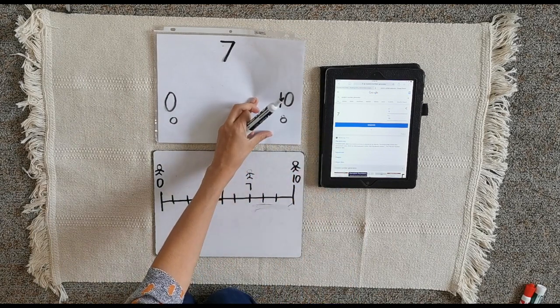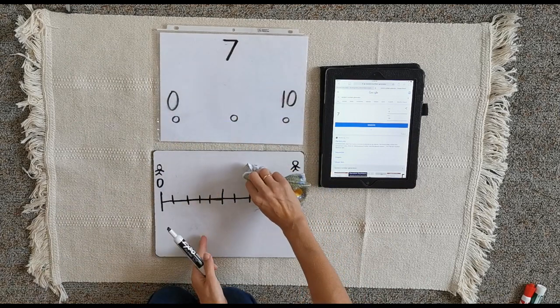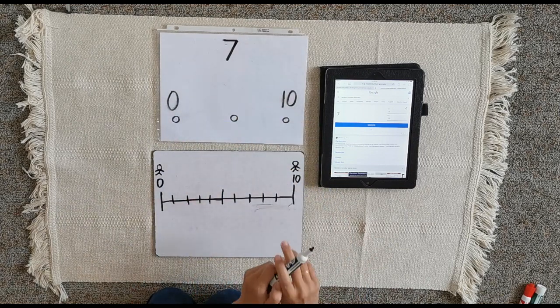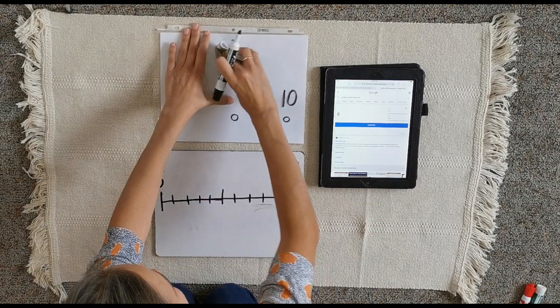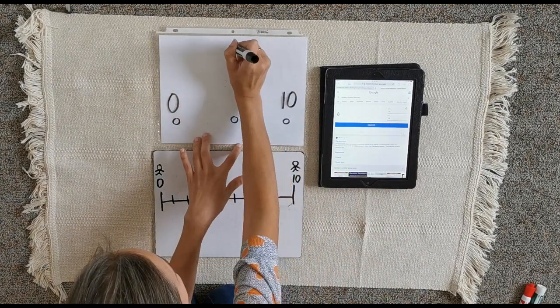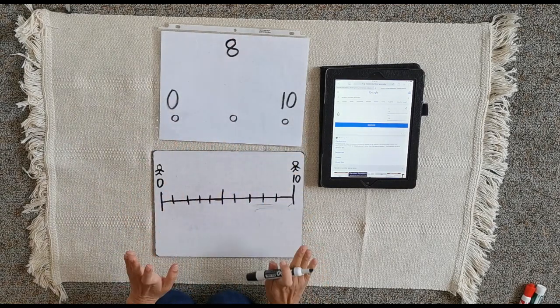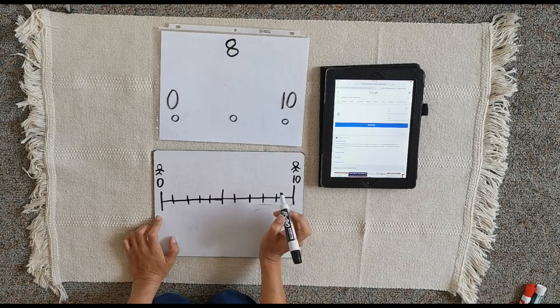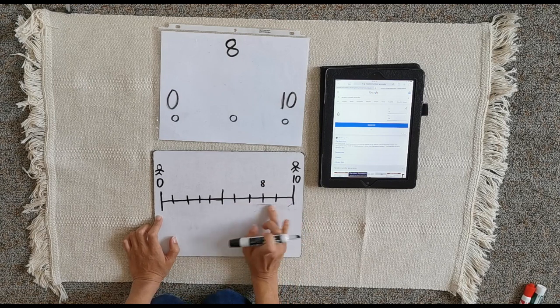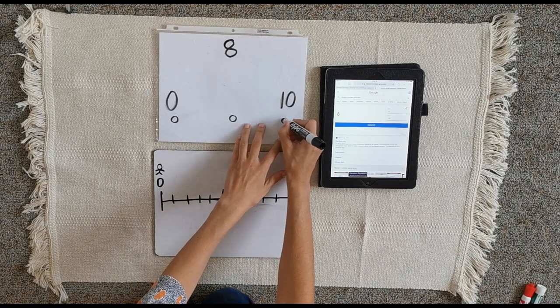Do you need another example? One more. 8. Closer to 0 or closer to 10? 8 is here, because this is 9 and this is 10. So clearly it's closer to 10.